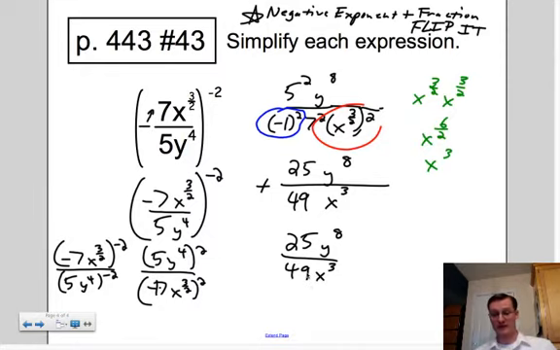Let's double check. Do we have any negative exponents? No, both of these are positive exponents. Do we have any exponents of 0? No. Do we have any sort of nested parentheses where there's something we could simplify? No, we don't have any of that.